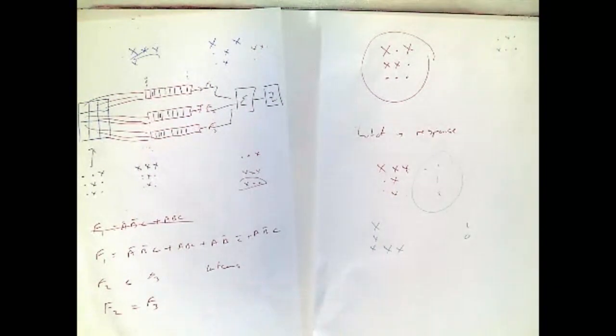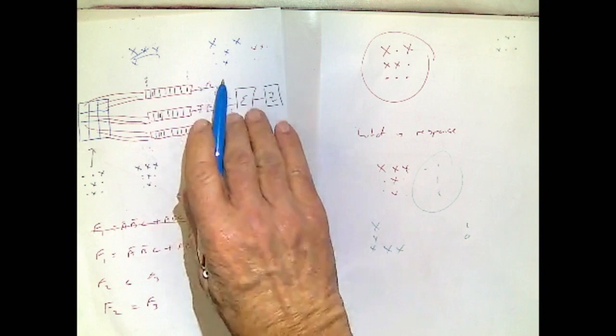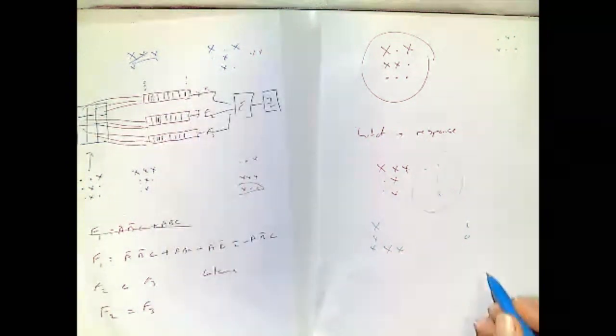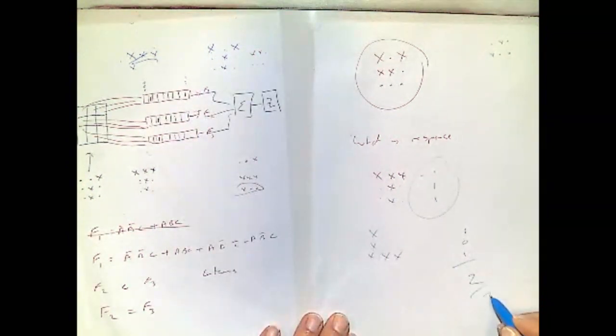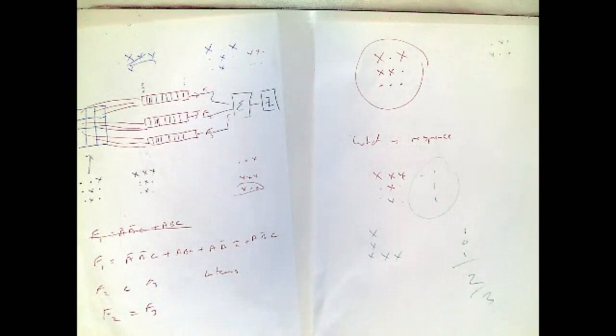And the bottom row, I think that's obvious. That doesn't give a response because it's so different. Oh, yes, it does. Yes, it does. Yeah. 2 out of 3. And if you had a threshold of 3 out of 3, it would not recognize the L.